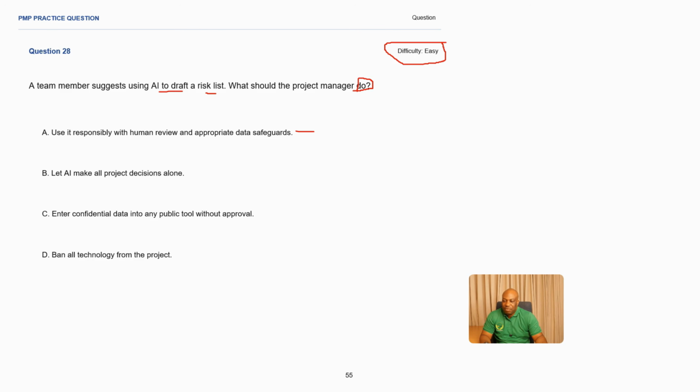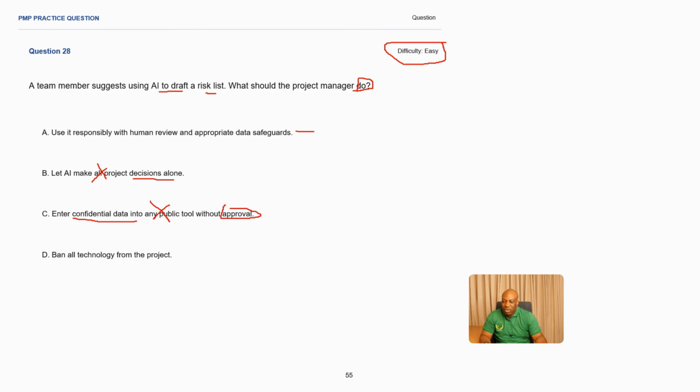This one makes sense. Let AI make all project decisions alone. This is very dangerous. You see, any project environment must be based on the context of the project. So AI might not know the actual context as compared to human review. So making this an incorrect answer. All right. Enter confidential data into any public tool without approval. Confidential data cannot be in any public tool. It has to be approved first. So if you're not getting approval, that is against the ethics of project management. So making this an incorrect answer.